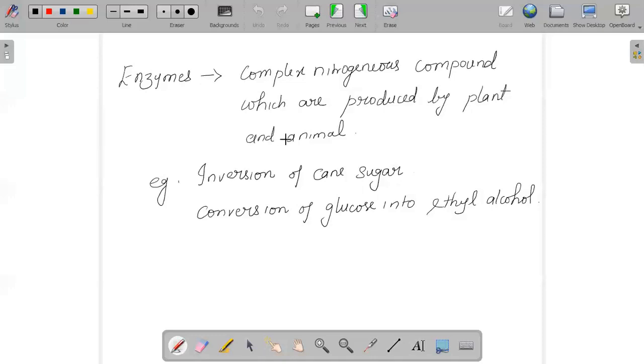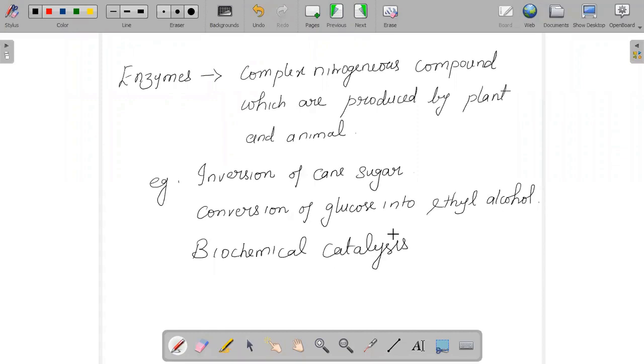That is why enzymes are sometimes called biochemical catalysts, and the phenomenon is called biochemical catalysis. So enzymes become an important part of our day-to-day life. For example, in the inversion of cane sugar, the enzyme invertase is used in order to convert sucrose into glucose and fructose.